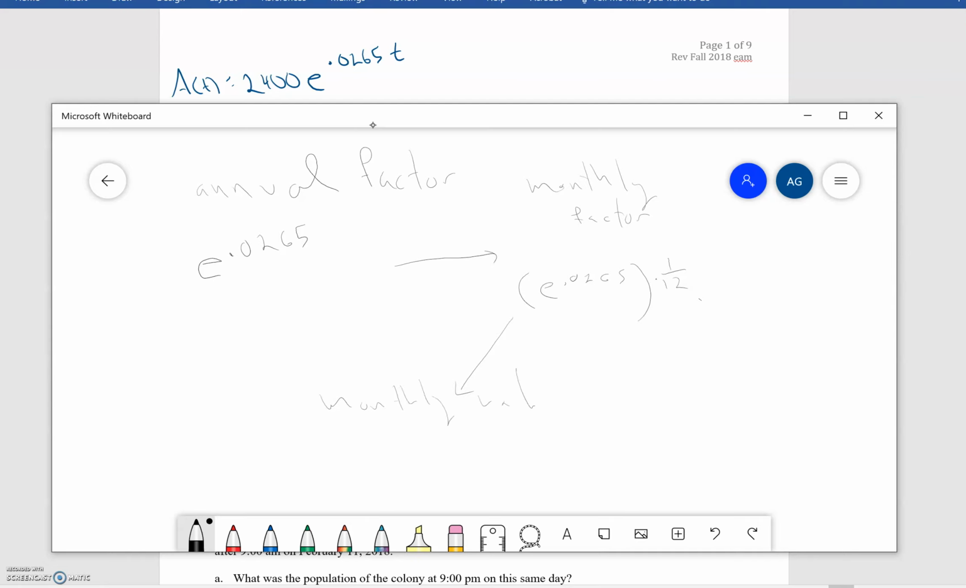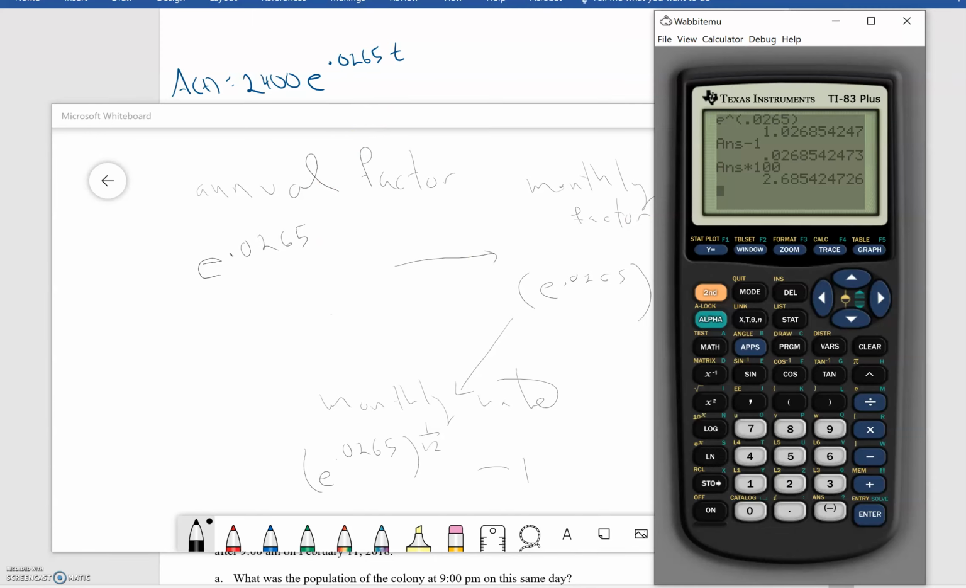And basically we just need to take this value and subtract 1. So e to the 0.0265 to the 1/12, and then all of that has 1 taken away from it. And so let's run that computation. So that's 0.0265.